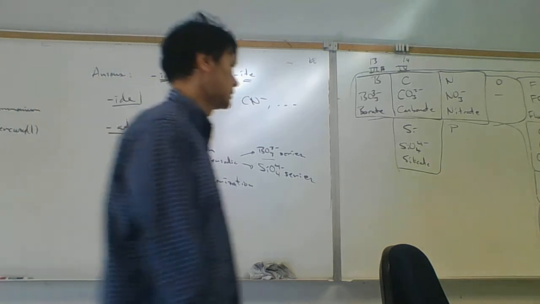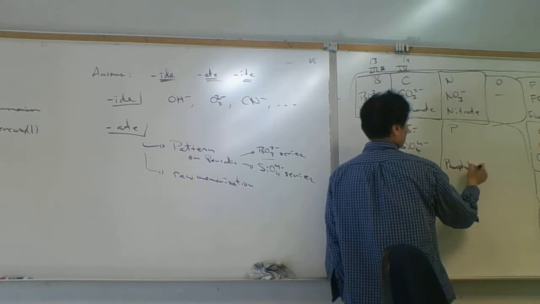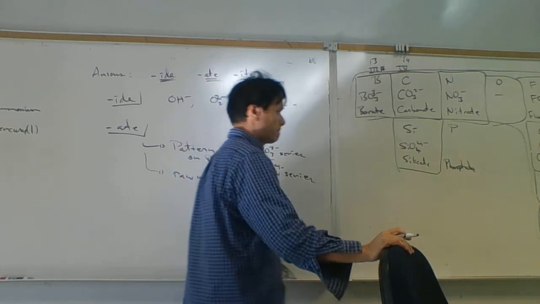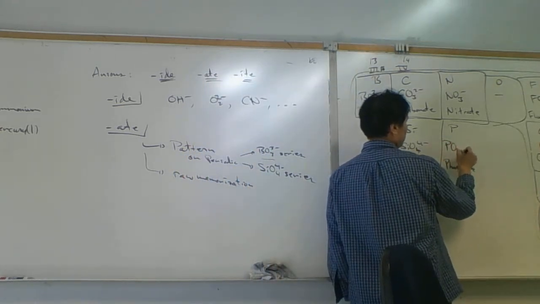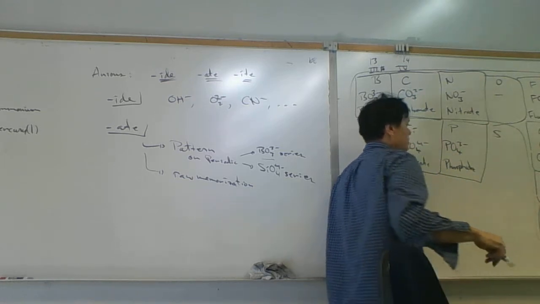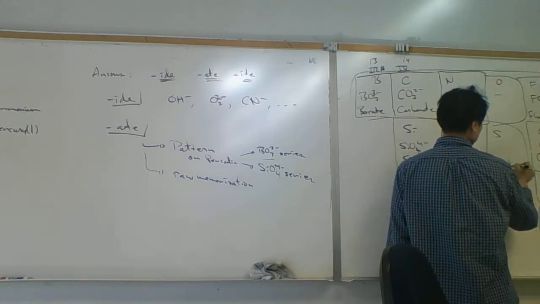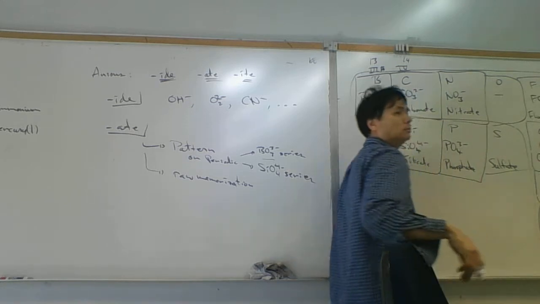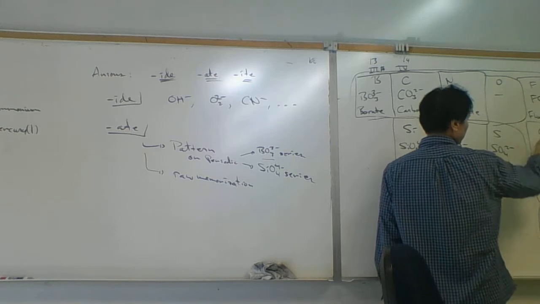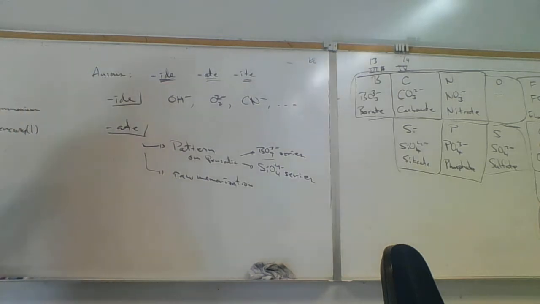And so tell me what phosphate is. What do you guess phosphate is? Yeah, you'd be right. PO4 3 minus is phosphate. And then next to phosphorus is sulfur. What do you think sulfate is? SO4 2 minus is correct. And then we run into the other series. We're going to separate those two series.